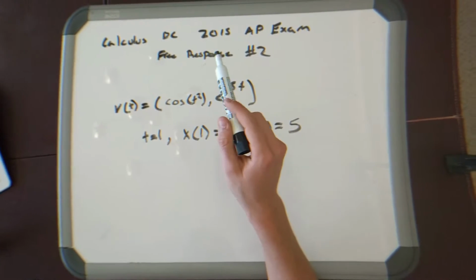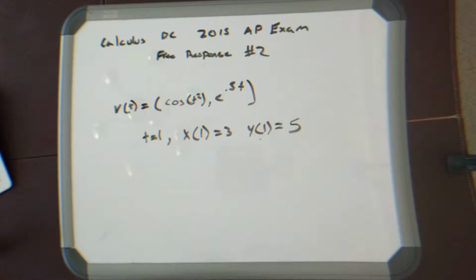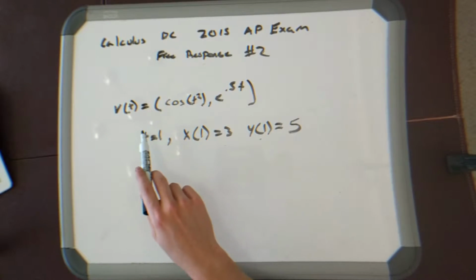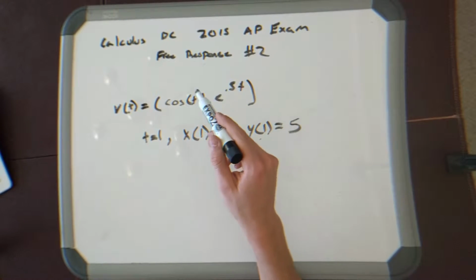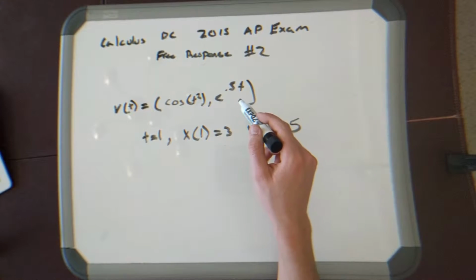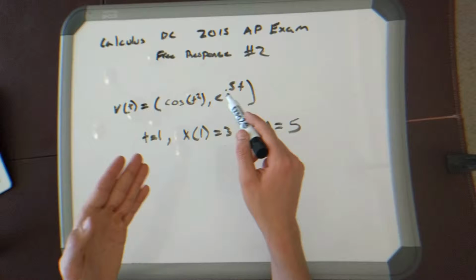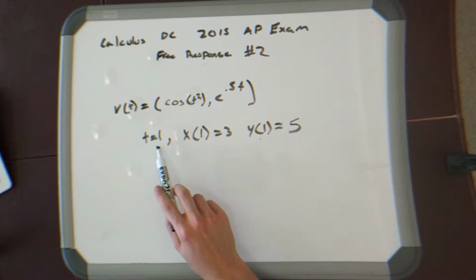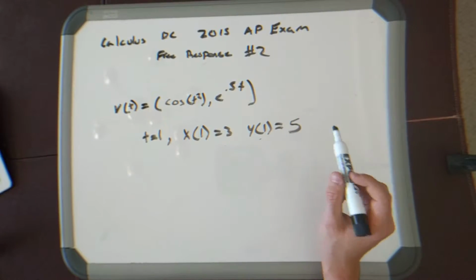Welcome to the video where I'm going to be describing how to solve free response question number 2 of the 2015 Calculus BC exam. It's a vector analysis problem with calculator, and we're given that the velocity of the particle, in terms of x prime and y prime, are equal to cosine t squared and e to the t over 2, respectively for x prime and y prime, and that the position at t equals 1 of the particle is (3, 5).